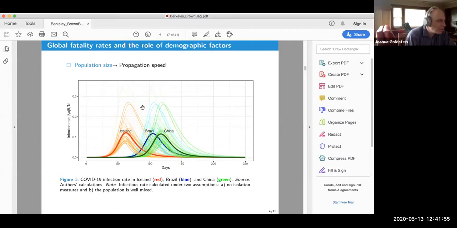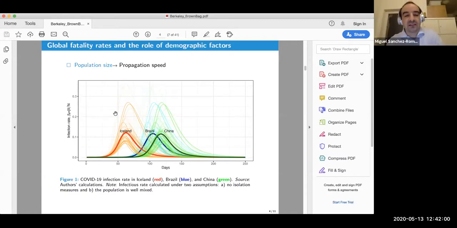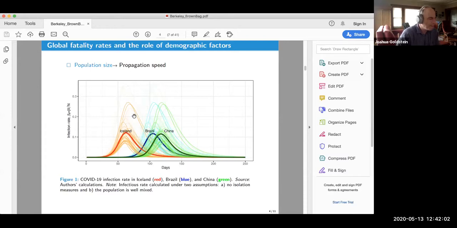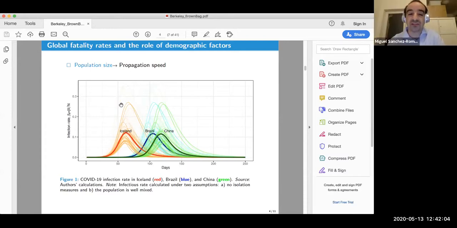Miguel, can you use your mouse just to show us what you're saying? How something happens earlier or later? Now, what we have here are different lines. Each one of the lines corresponds to a different model based on the different parametric estimates from the Bayesian melding approach. The thick line is the average across all the simulations for each of the countries. So here is the case of Iceland, this other one is for Brazil, and the green lines correspond to China.